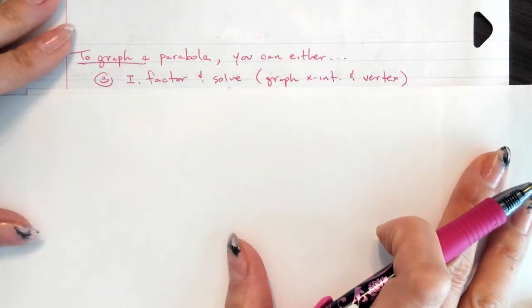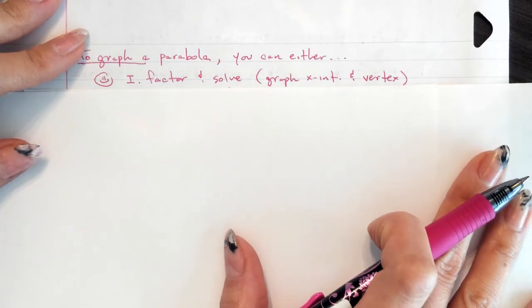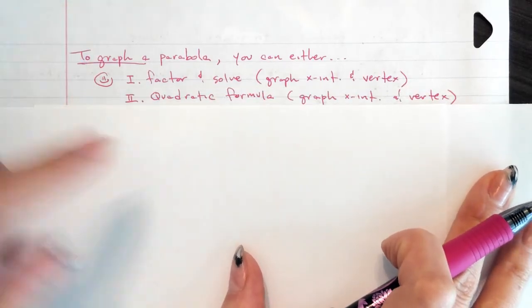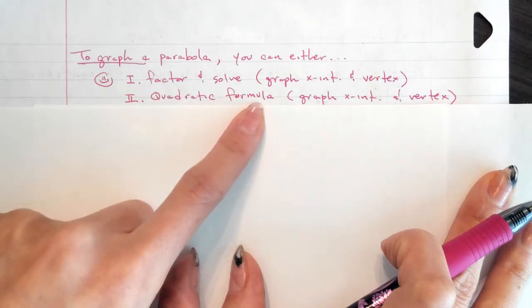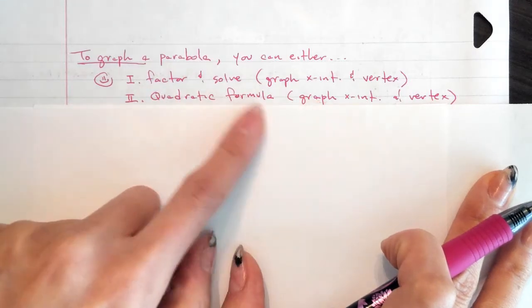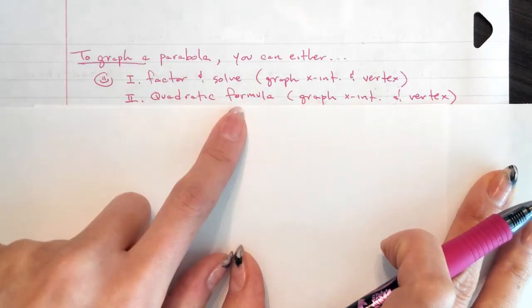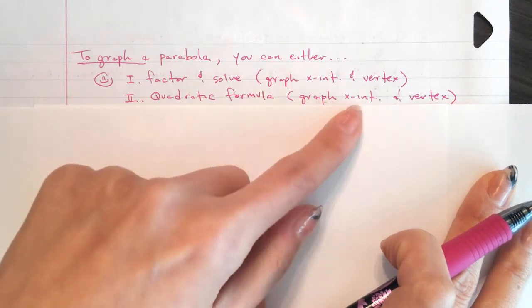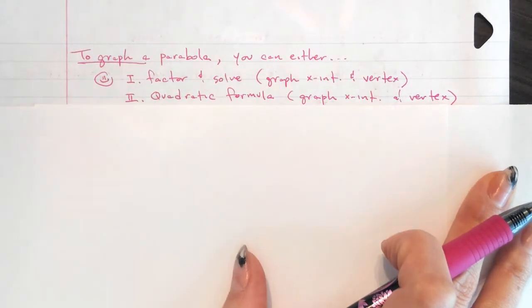You graph the 3 points, you're all good to go. All right? The second one is my least favorite. I would never do this, but I'm going to write it down anyway. So the second one is you can, instead of factoring, use the quadratic formula, and then you would do the same thing. You would find, hopefully, 2 answers, and then you'd graph them onto the x-axis as x-intercepts, and then you have a vertex in the middle, and then you find that vertex. Okay, so 3 points, done.